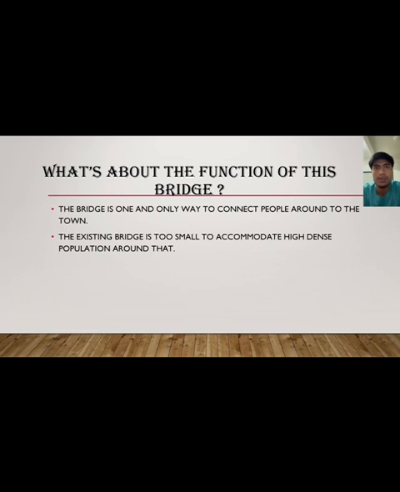What about the function of this bridge? The bridge is the one and only way to connect people around to the town. The existing bridge is too small to accommodate the high dense population around there.